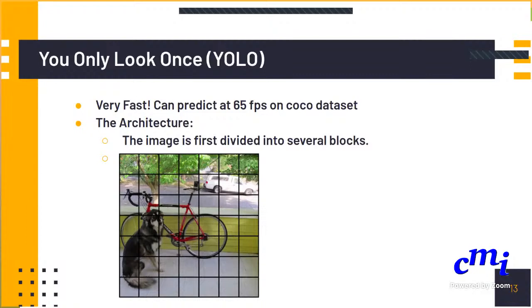And coming to the architecture of YOLO, first thing is that every image is basically divided into several blocks, several grids. You might call them grids or cells. So as you can see in this image, this is a classic image that is generally used in explaining YOLO.